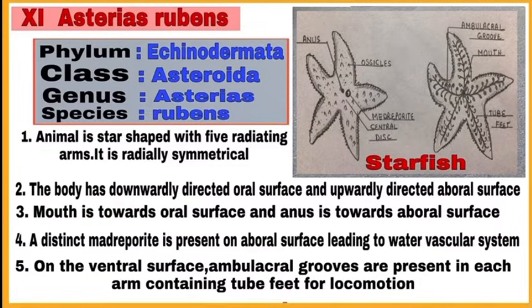On the ventral surface, ambulacral grooves are present in each arm containing tube feet, and these tube feet help in locomotion.